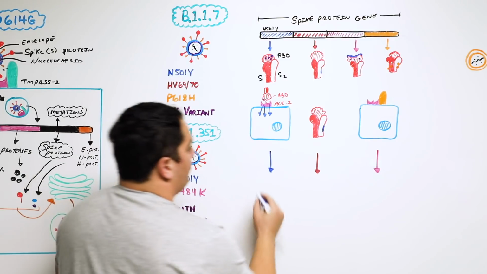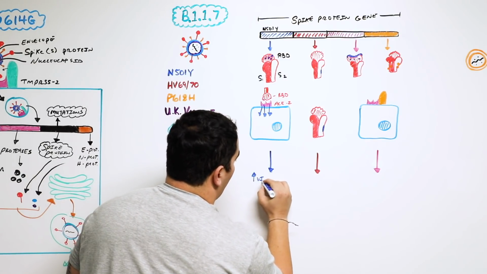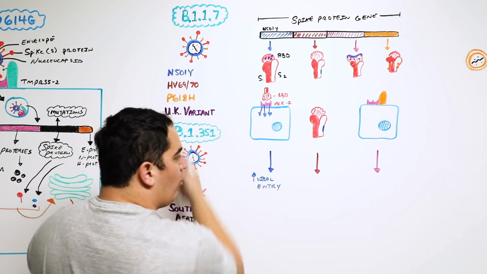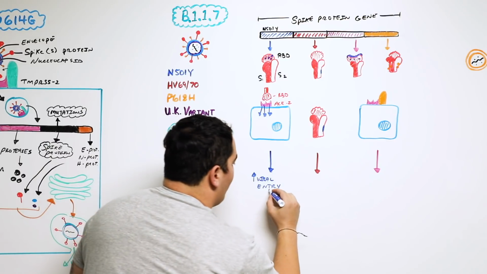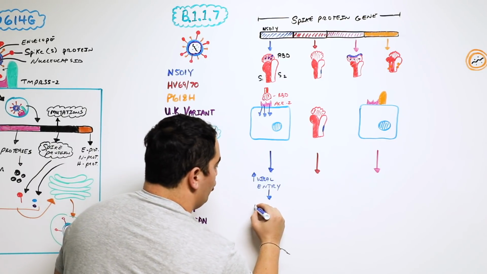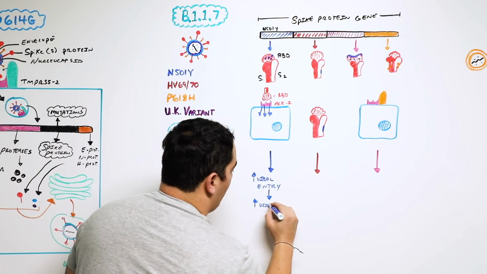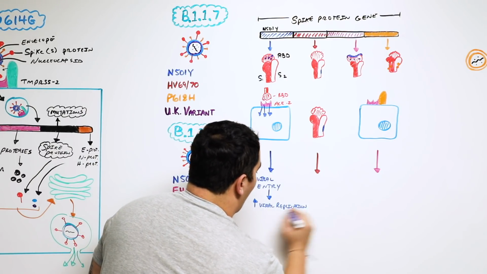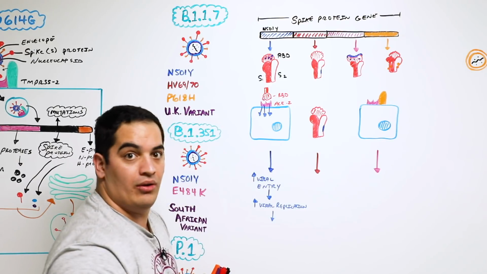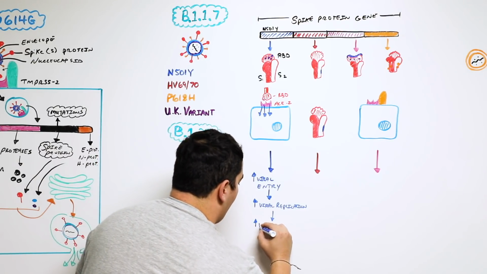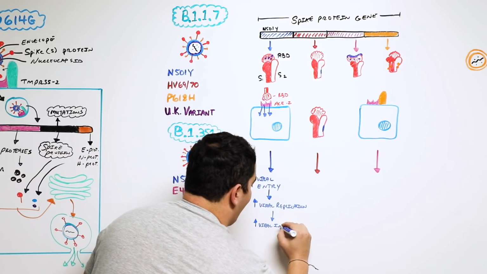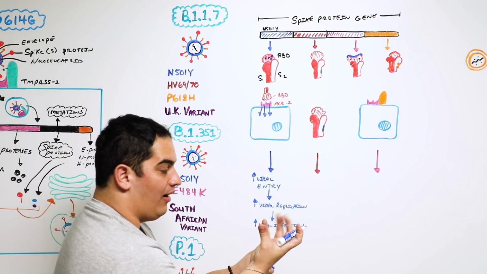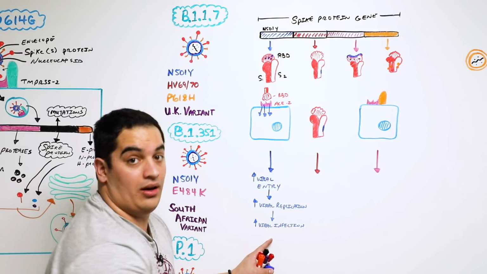What would that do? If you increase viral entry, what would that do? Well, now you have more virus coming into the cell. If you have more virus coming into the cell, you can technically increase the viral replication. And if you increase the viral replication, what could that potentially do? You could increase the viral infection within the particular area of wherever this infection is occurring. In this case, the lungs.